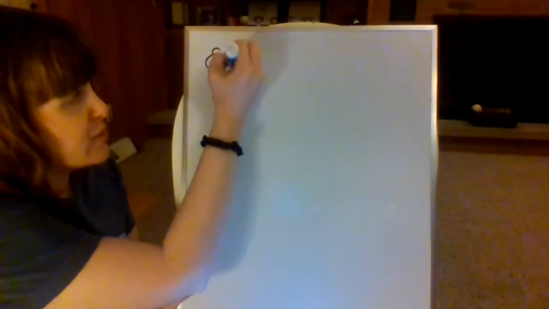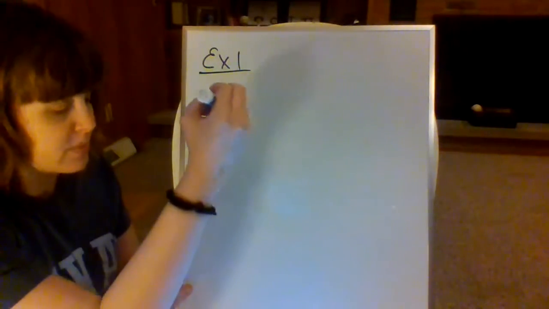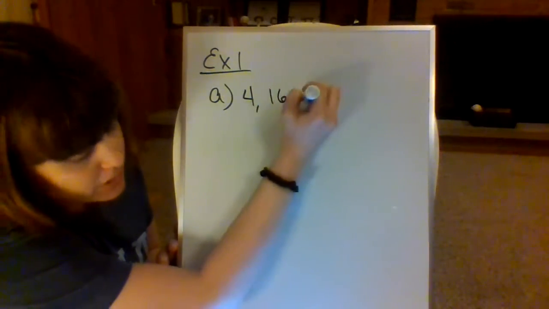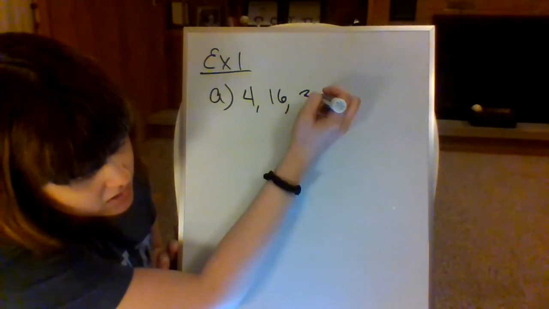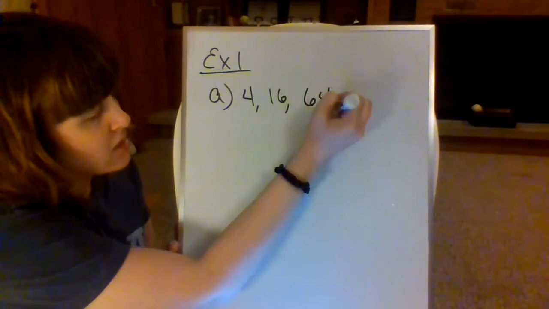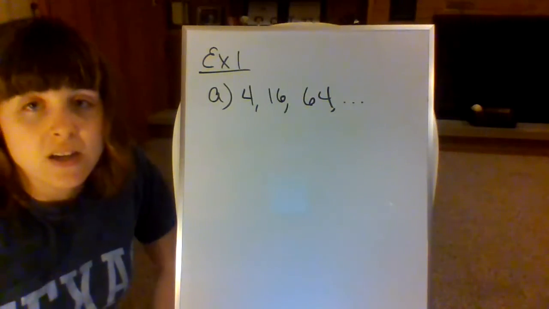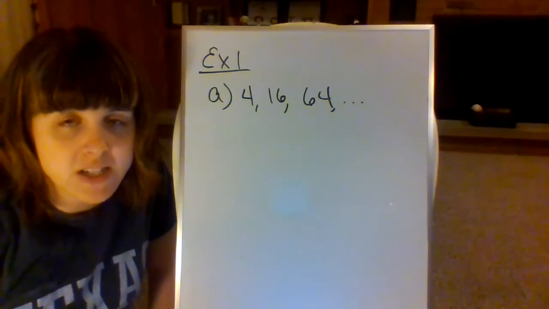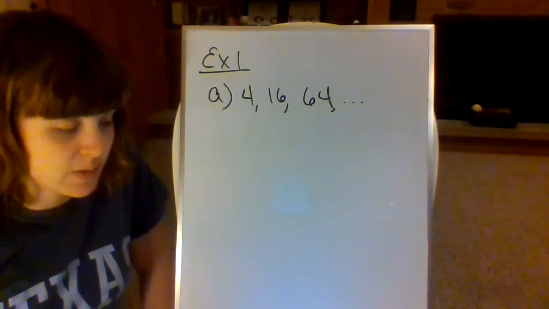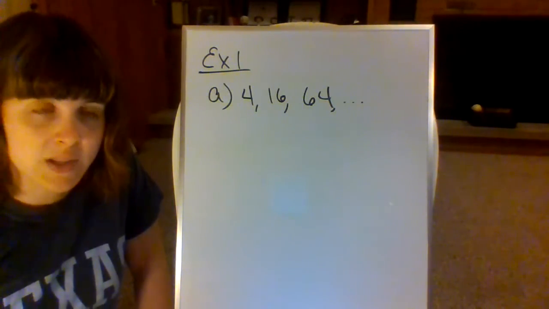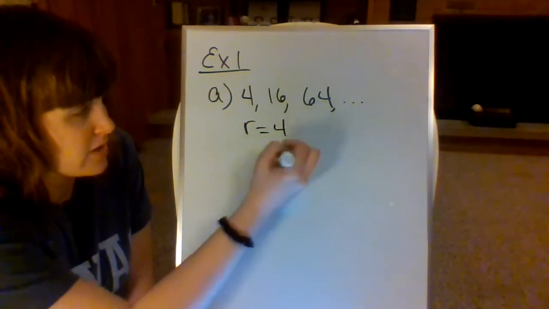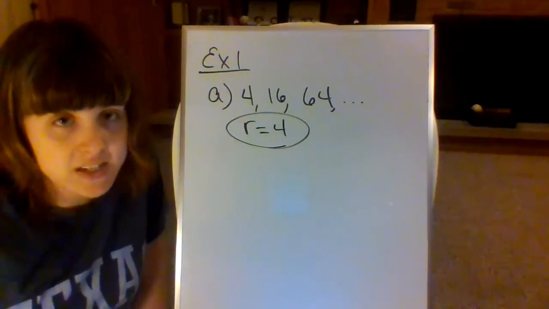Alright, so like I said, we have to identify the common ratio in these problems. So you tell me, what are you multiplying by each time to get the next number? That isn't even right. I'll have to go back and fix that. But okay, so 4, 16, 64, what do you think you're multiplying by each time to get the next number? Hopefully you're thinking 4, so that means that the ratio is 4. And that's it, you found the ratio.